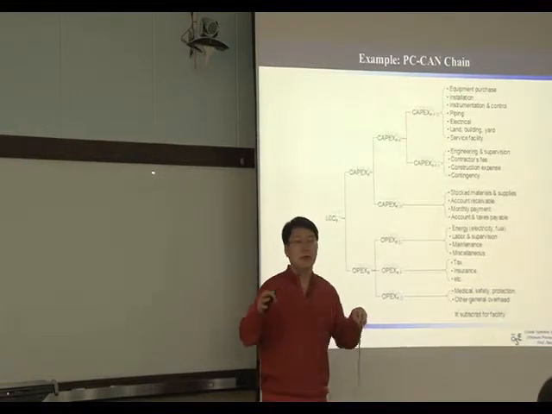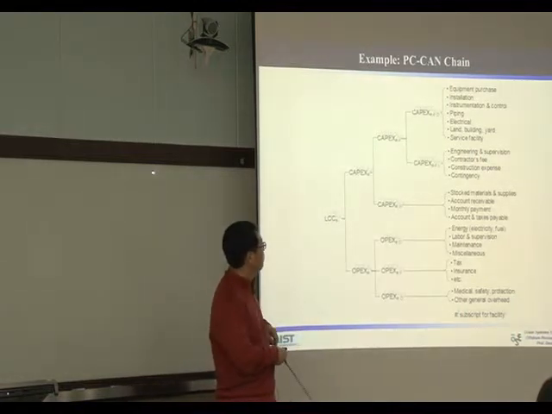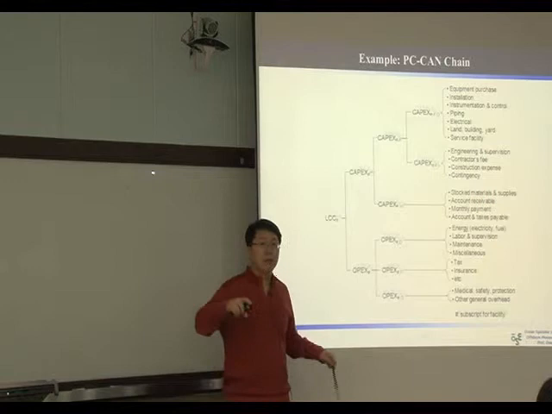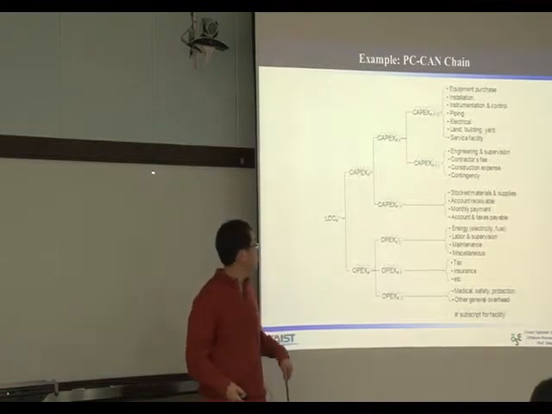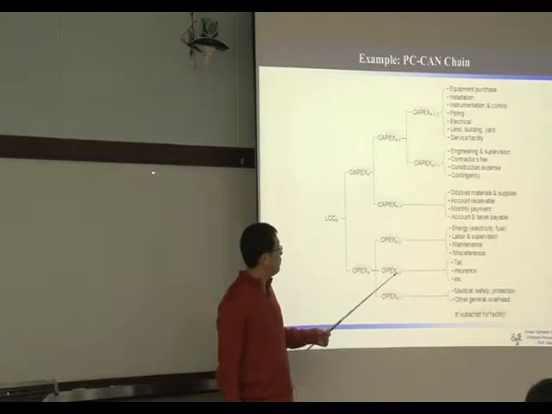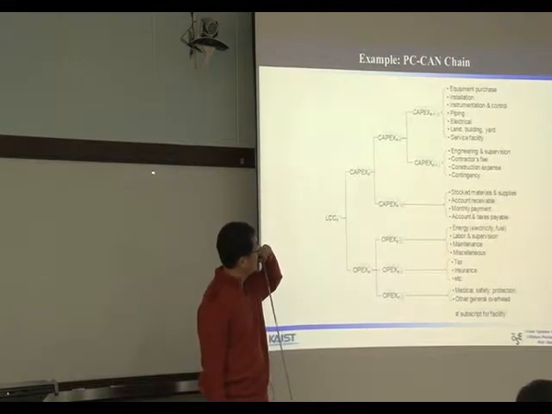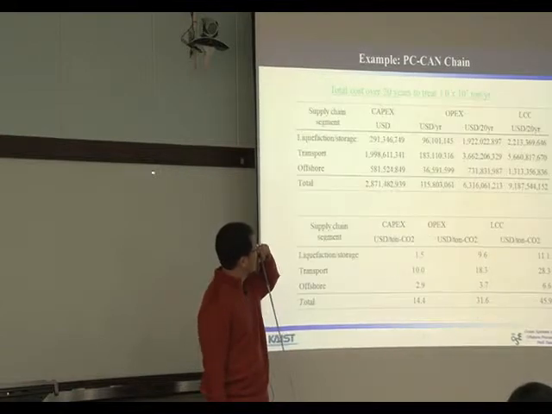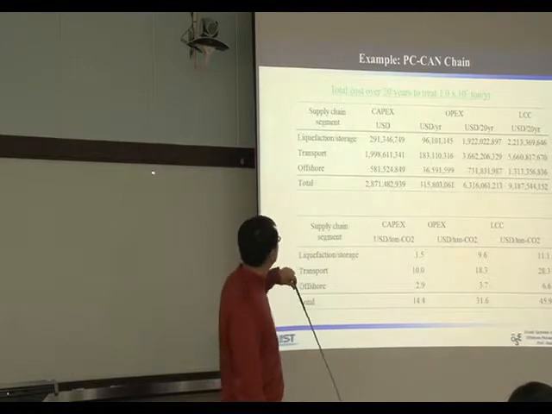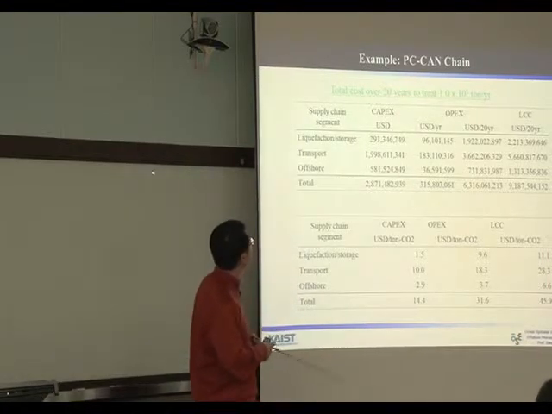DFO means the supply chain segment. D is the onshore facility to liquefy the CO2. F means... Sorry, we'd better see this slide first.